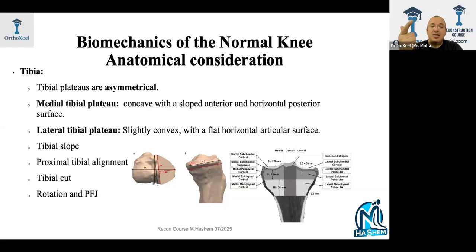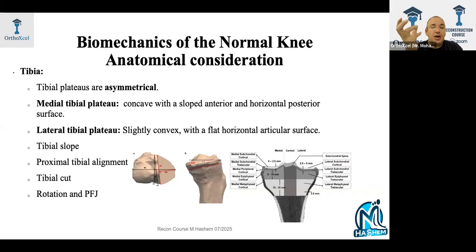So when you cut, you need to understand the tibial plateaus, the difference between the medial and lateral. You need to understand the tibial slope. You need to understand the tibial rotation. You need to understand that the tibial cut is better to depend on the normal side rather than depending on the arthritic side. You need to be careful about the rotation. And at this point, I need you to understand a very important point.